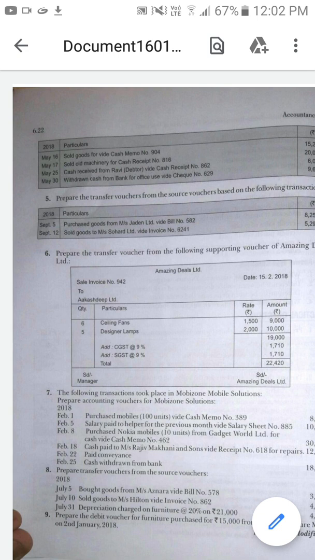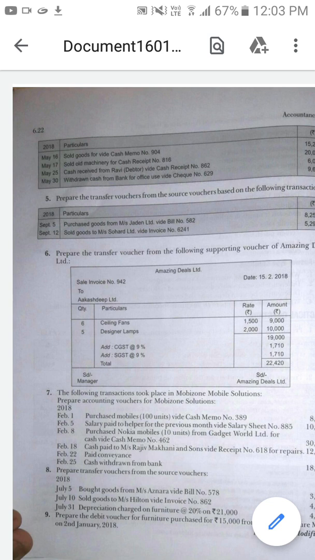First you have to put the name of the seller and the voucher number. Here there are two types of items: ceiling fan and designer lamp, two types of items manufactured by one company, Amazing Deals Limited. So we have to write the voucher number, date and amount. We have to take the total amount including the CGST and SGST. What is the total amount in this sum? 22,420.